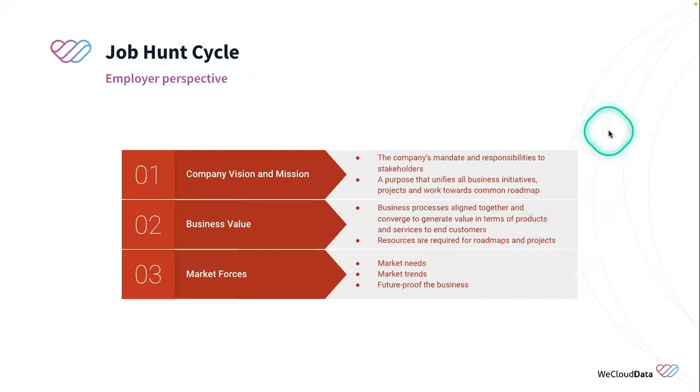If we break down the employer perspective again, I don't want to bore you with these types of notes, but if we think about the company vision and mission, it's the company's mandate and responsibilities to stakeholders. Every single business has stakeholders: customers, shareholders, etc. Through their vision and mission, they have to unify every single business initiative and project and work towards that common roadmap. If they're not doing that, they're being inefficient.